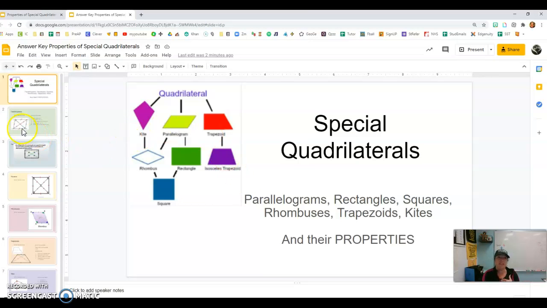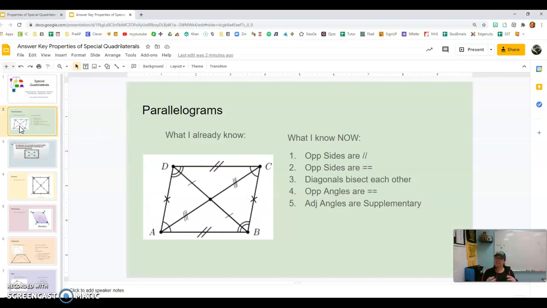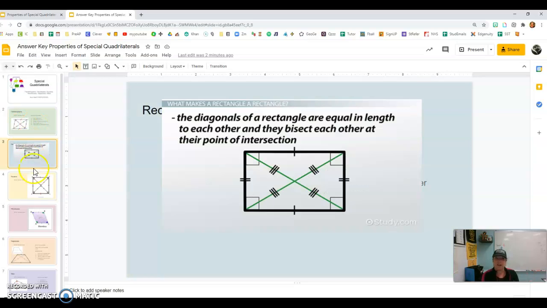All right, so what we have done already is we filled in the properties for parallelograms. So we know on a parallelogram, opposite sides are parallel, opposite sides are congruent. Those diagonals bisect each other, so that means when they cross, they cut each other in half. The opposite angles are congruent, and we also know that adjacent angles are supplementary. So we talked about rectangles, squares, and rhombuses on Thursday or Friday.